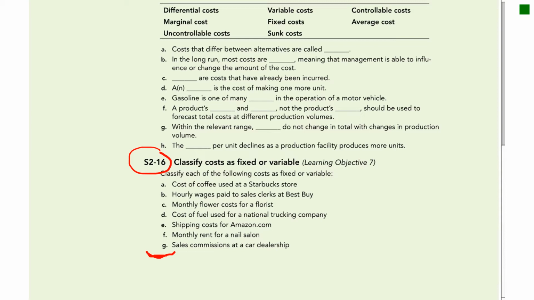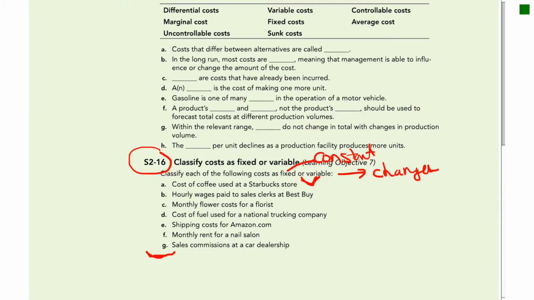So the idea here is to classify a cost as either fixed or variable. And remember, fixed is a cost that's constant. It does not change. A variable cost changes with activity. Okay, it's a very simple definition. So letter A, cost of coffee used at a Starbucks store. So that's got to be variable. The reason it's got to be variable is because the more they sell, the more they got to use. So letter A would be a variable cost.